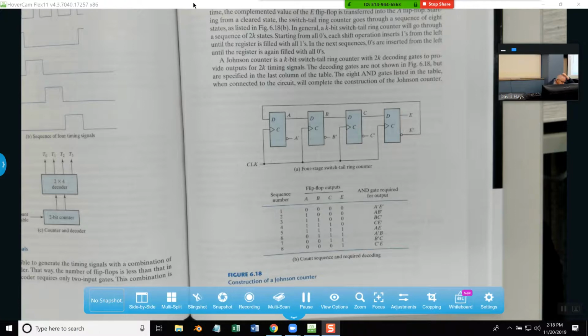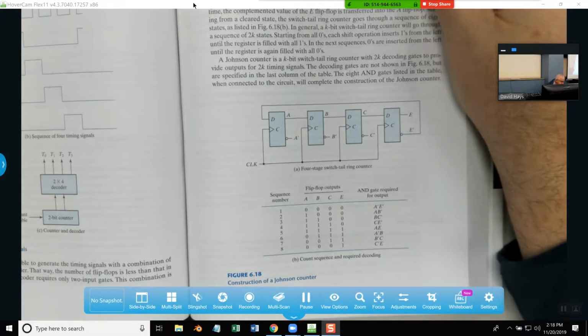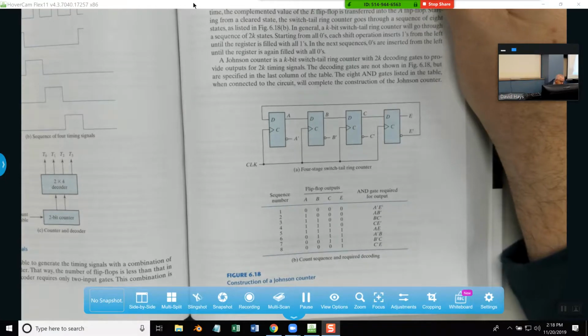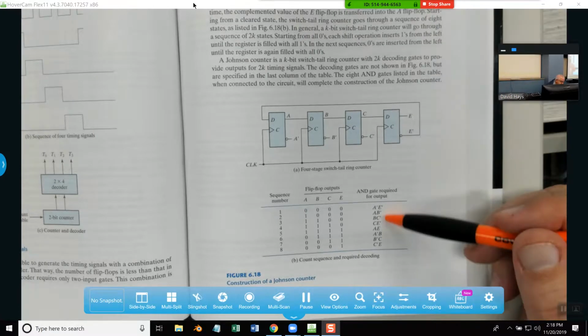Yeah, I didn't see where this came from. So the decoding gates are not shown, but are specified in the last column. The 8 AND gates listed in the table and connected to the circuit will complete the construction of the Johnson counter. So this is how you do the Johnson counter.